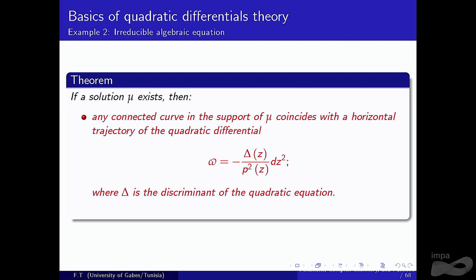If a solution mu exists, then any connected curve of its support coincides with a horizontal trajectory of the quadratic differential minus delta of z over p squared dz squared, where delta is the discriminant of our simple quadratic equation. And of course, the support should include all zeros of delta.